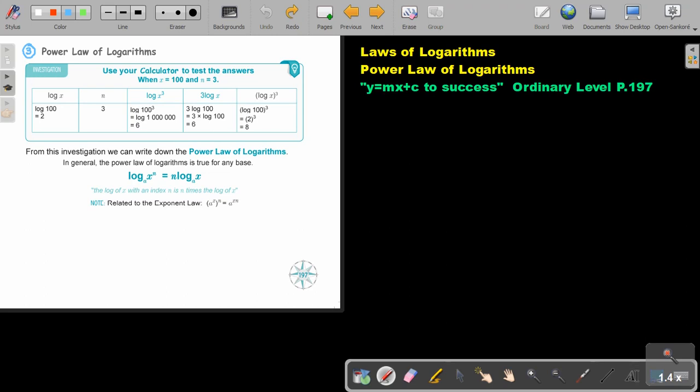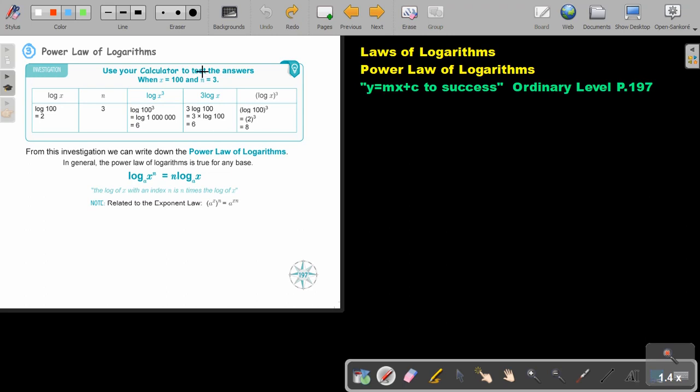Laws of logarithms. In this video, we are going to focus on the power law of logarithms. You will find this on page 197 in the Namibian Ordinary Level Mathematics textbook, 6s. Power law of logarithms.